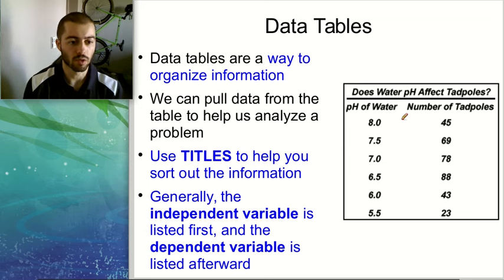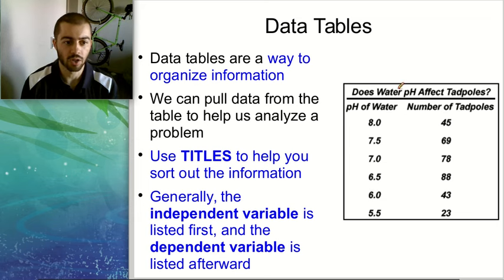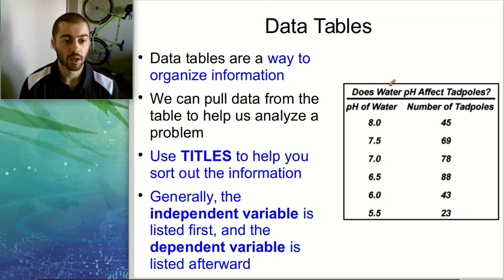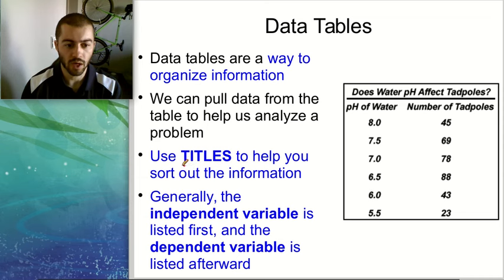If you take a whole bunch of random numbers down on the page, somebody might not know how to interpret that, but the key with data tables is we organize our information in nice columns with titles and headings, and then whoever we want to share our data with can look at it and kind of know what's going on. So the key with the data tables is to use these titles to help us sort out the information.